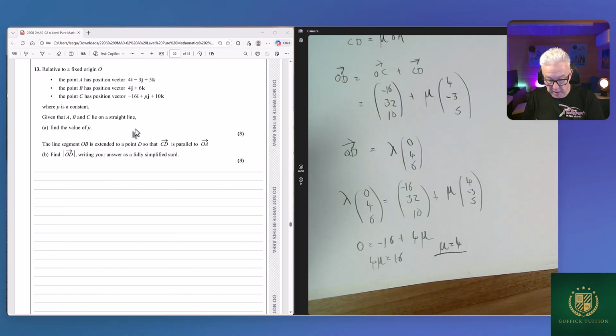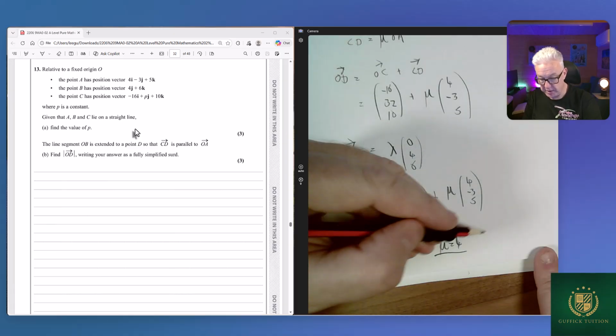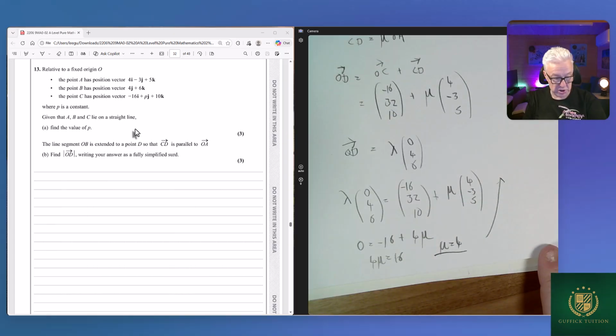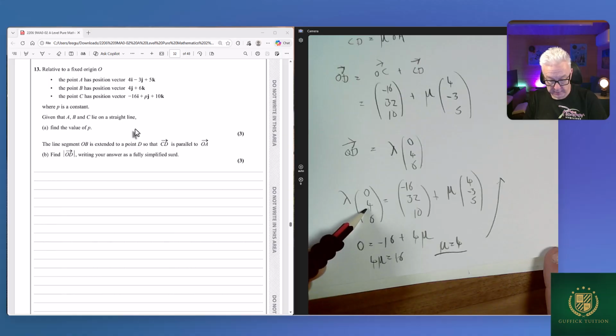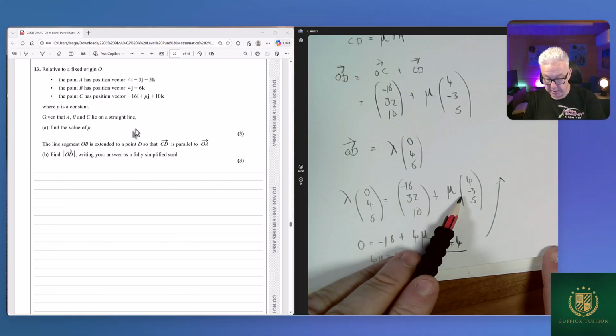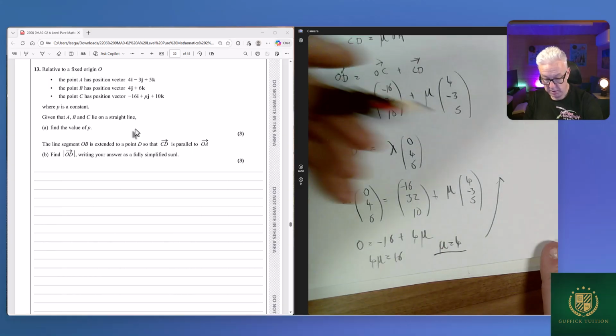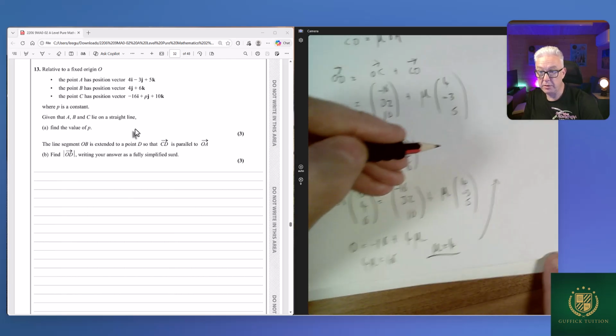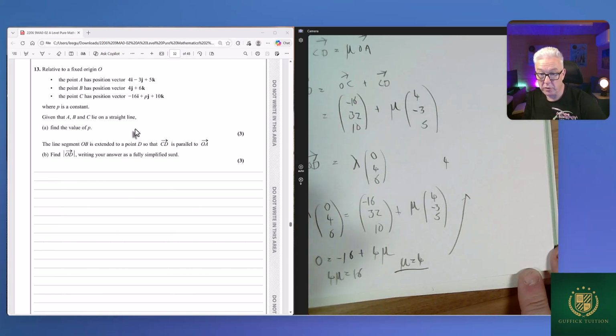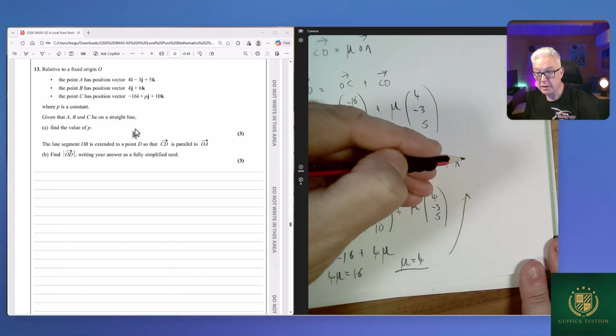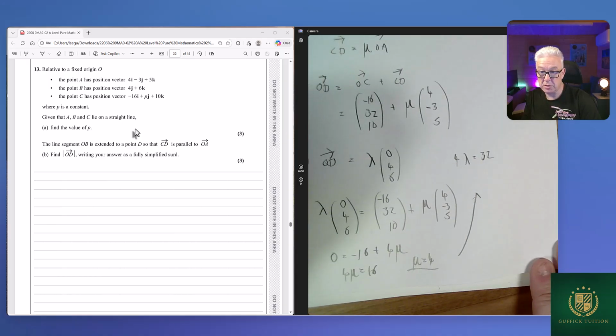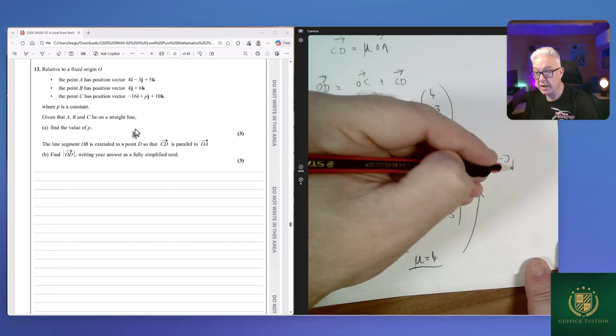Now once we know that mu is 4, we can find out what lambda is. So let's just pick any one of the other equations. Let's pick 4 lambda is equal to 32 add minus 3 times mu. So we're going to use the second line now. I'm going to say that 4 lambda is equal to 32 minus 3 mu.